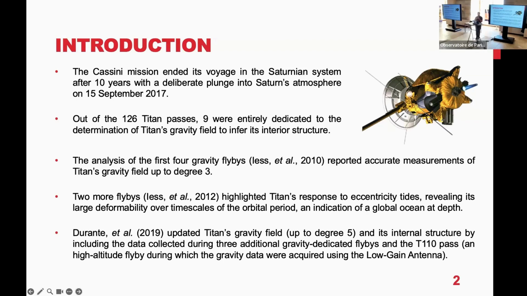More recently, in 2019, I published an update on Titan's gravity field, which was based on the analysis of all the 9 gravity passes, plus the addition of T110, which was a high altitude pass in which gravity data were collected with the low-gain antenna instead.